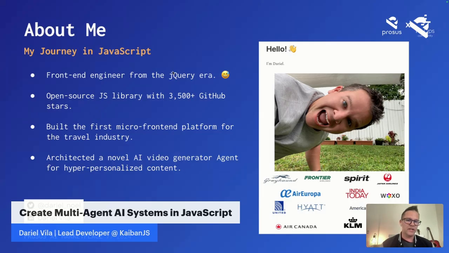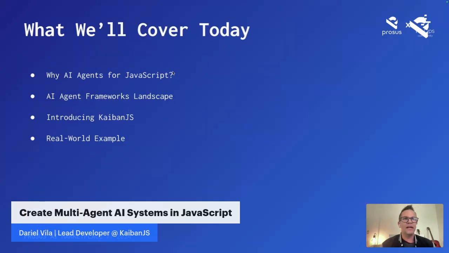So I'm passionate about JavaScript, and since the early days of AI, we were struggling to find tools that work in the JavaScript language with AI, and from struggling, we tried to create and solve Kaiban. In today's presentation, we're going to talk a bit about why AI agents for JavaScript. We want to see a few frameworks in the current landscape. We will talk a bit about Kaiban, and we will do all that through a real world example.